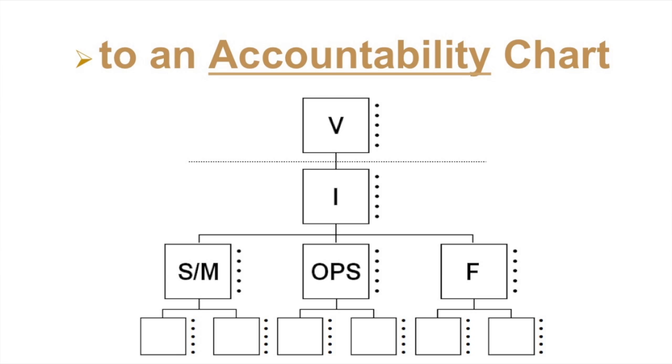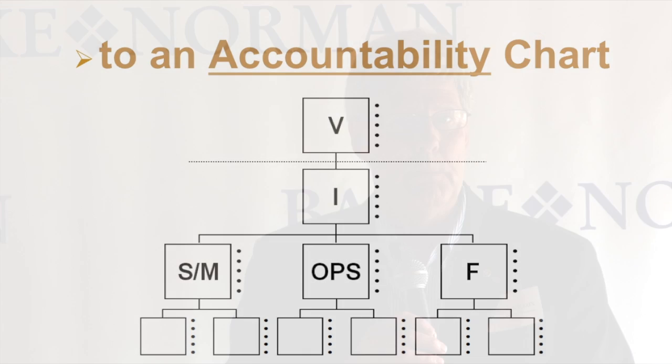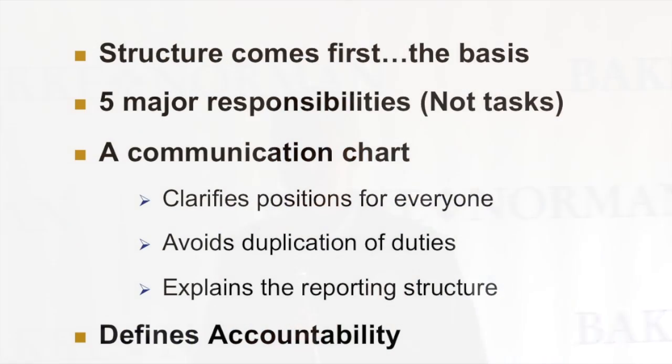So in those responsibilities, those are accountabilities and they can be measured. And so those are the primaries, and I'll go into the finance one in just a moment, but they're not tasks. Now, a communication chart, certainly, because it clarifies the positions for everyone on your team. And it also avoids duplication of duties so that we don't end up with multiple people doing the same thing and causing confusion inside of the organization, otherwise known as turf wars.